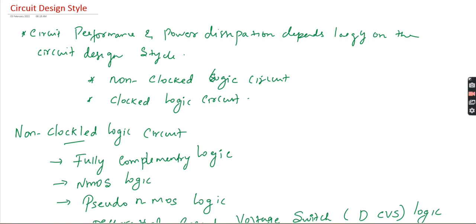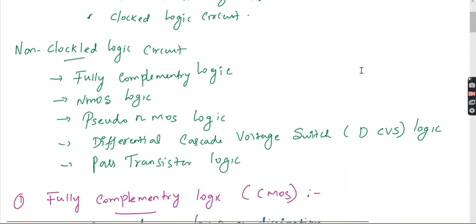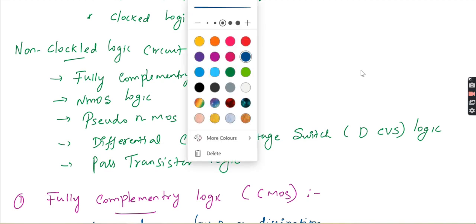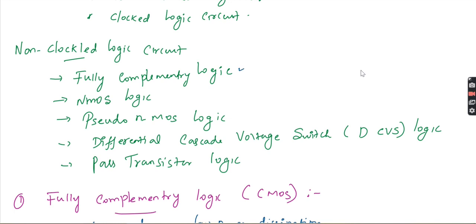Initially we started with the non-clocked logic circuit. The non-clocked logic circuit has various different types. The first one is the fully complementary logic. This is simple, I can say it is CMOS logic, complete complementary logic. Next we studied NMOS logic, then pseudo NMOS logic. Then we have to study the differential cascode voltage switch, that is DCVS. Then we have to study pass transistor logic.